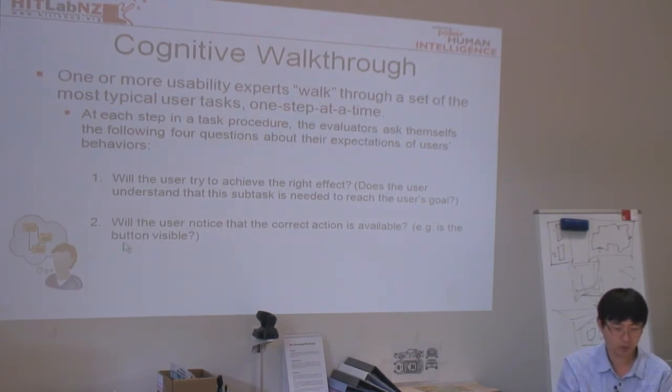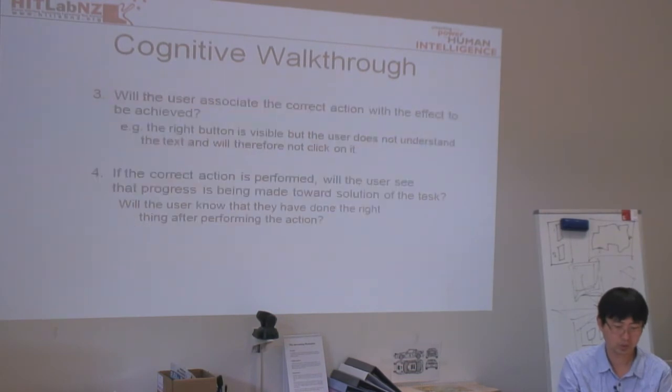And the other question might be, will the user notice that the correct action is available, such as is the button visible that changes the style, and so forth. And the third question will be, will the user associate the correct action with the effect to be achieved? So such as if the button says bold, or the button could be just a B letter on the button.